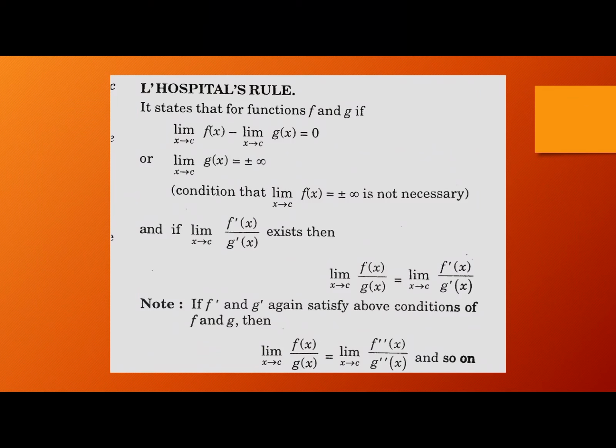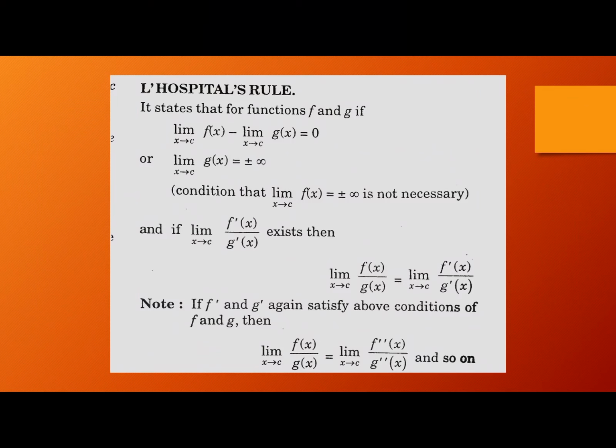Next we have a very important rule called L'Hospital's rule from the limits portion. It states that for functions f and g, if limit x tends to c f of x is equal to 0 and limit x tends to c g of x is equal to 0, or limit x tends to c g of x is equal to plus or minus infinity, the condition that limit x tends to c f of x is equal to plus or minus infinity is not necessary. And if limit x tends to c f dash x by g dash x exists, then limit x tends to c f of x by g of x is equal to limit x tends to c f dash x by g dash x.